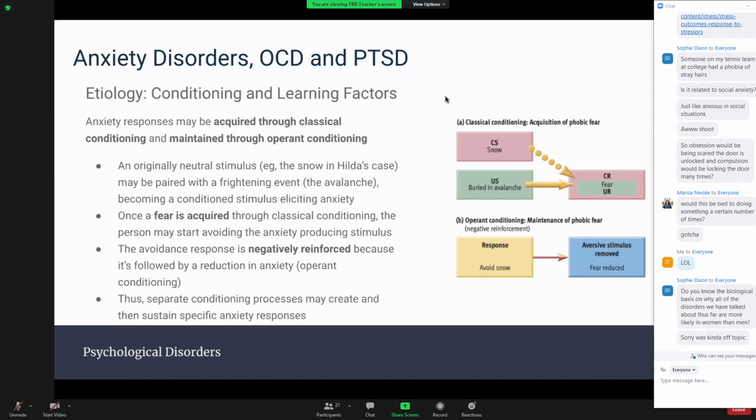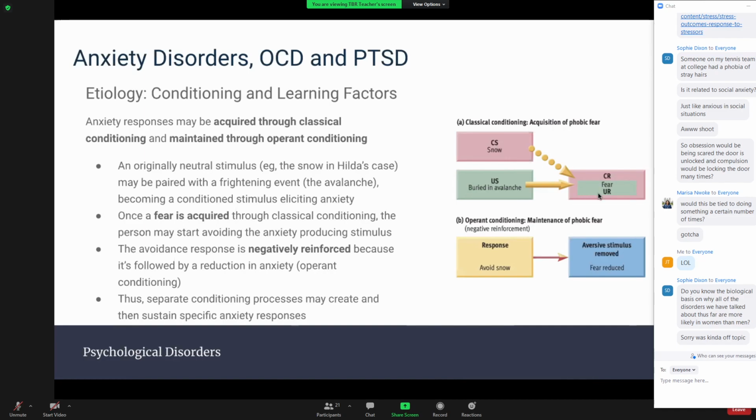Just know, in terms of your question for biological basis, that there is actually not that much out there in biology that would be a big driver for it. There is some stuff in biology, and we'll talk about it too. So when it comes to these three disorders, something you've got to remember is how they can be based not only in biology and society, but also in learning and conditioning. Remember that these three buckets of disorders we talked about all have anxiety symptoms. So those symptoms and responses can be acquired through classical conditioning and maintained through operant conditioning.